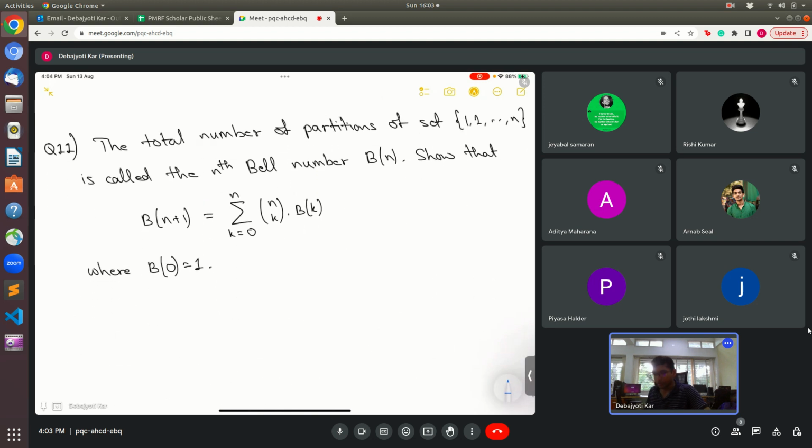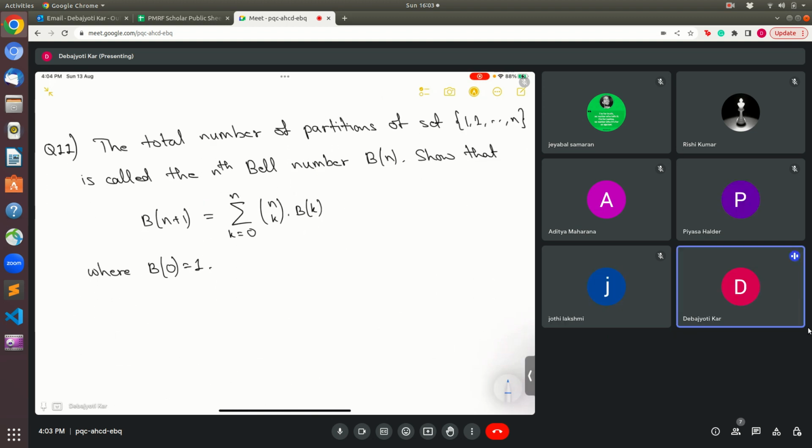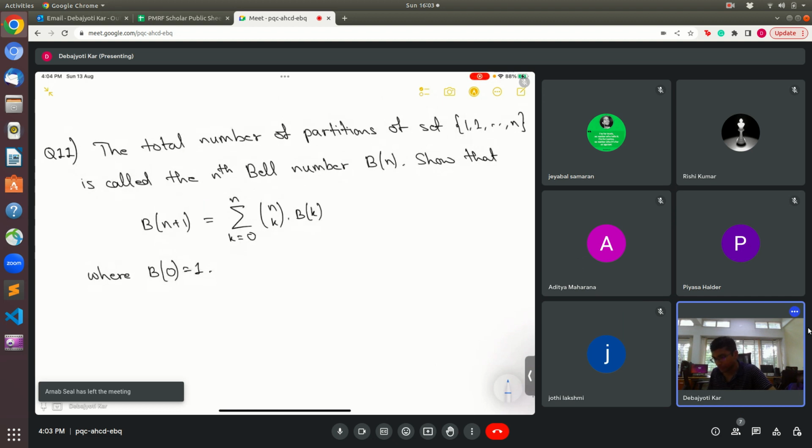So this is probably the last question for today. This is about the Bell numbers. The Bell number is defined as the total number of partitions of the set of the first n natural numbers. So the total number of partitions of this set is defined as the nth Bell number. So what does it mean? What does a partition of a set mean?